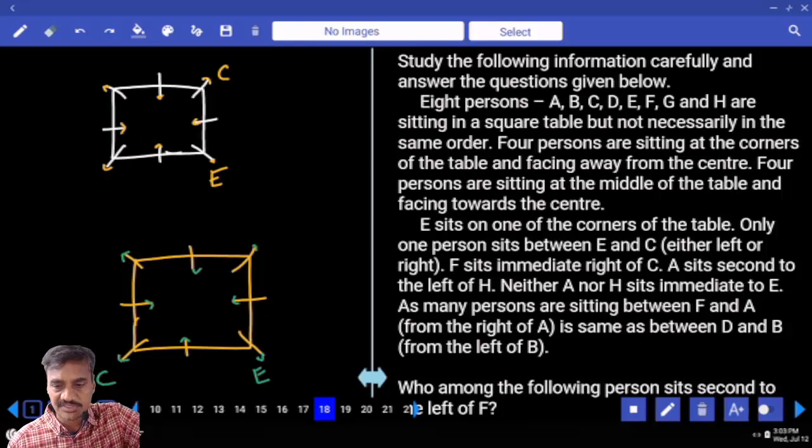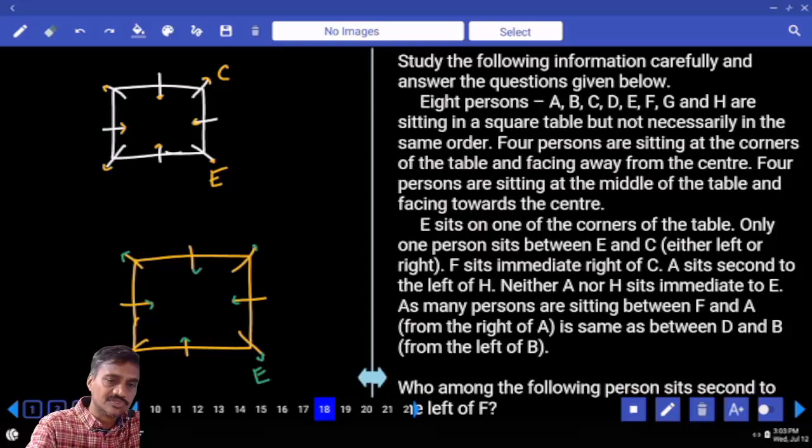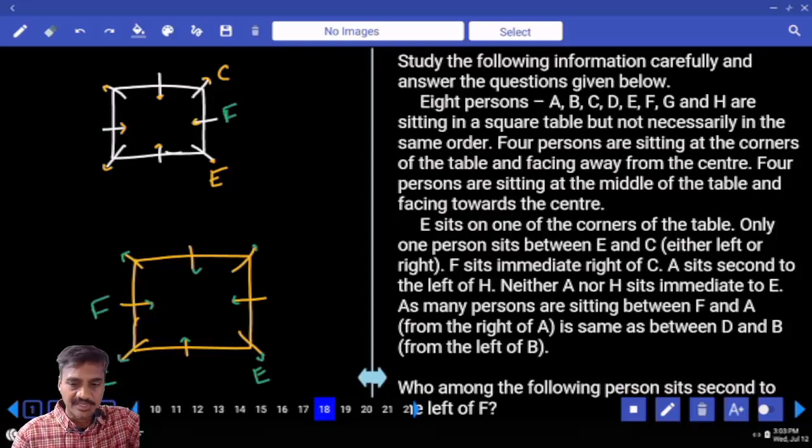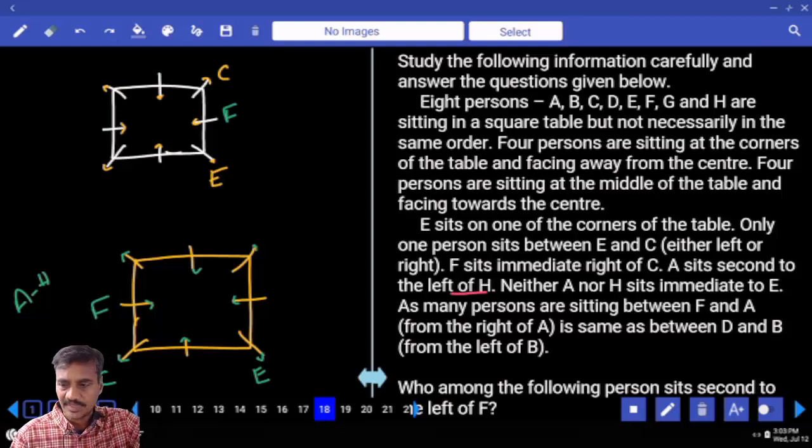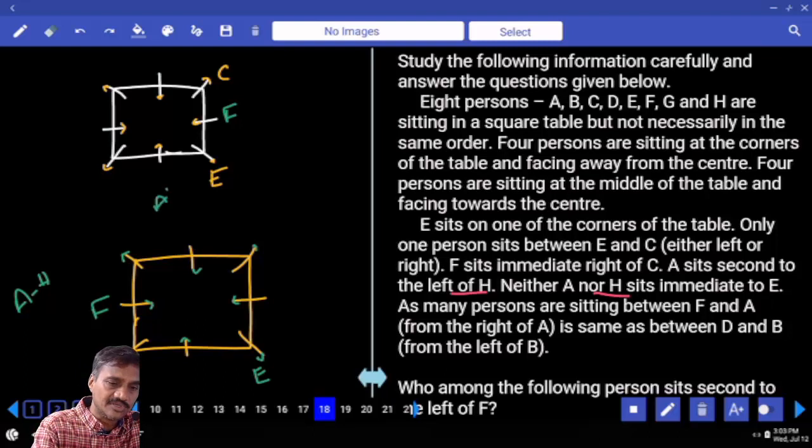And F sits to the immediate right of C. And A sits second to the left of H. That means A and H must be in alternate places. Then neither A nor H sits adjacent to E. A and H cannot be here. And next one, neither A nor H sits adjacent to E.